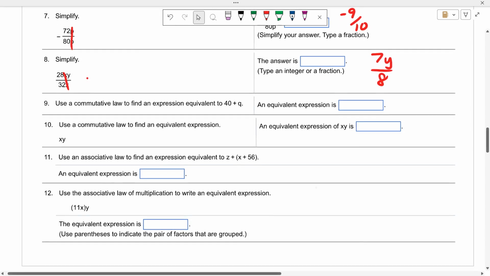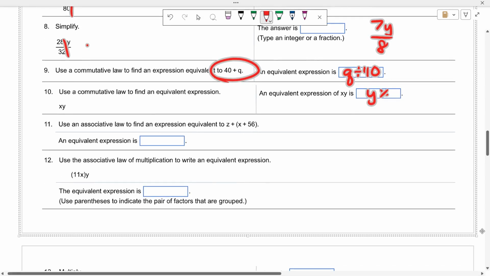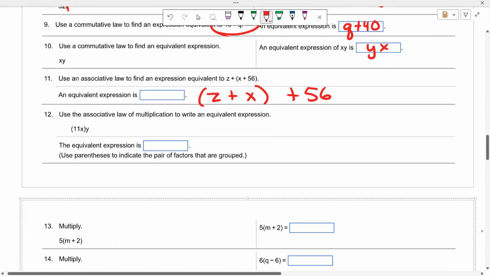Okay. The commutative law. How does the commutative law change that around? It becomes q plus 40. Use the commutative law on xy. It becomes yx. Associative law on z plus x plus 56. Parentheses around z plus x, and then plus 56. Associative law for this one would be 11 parentheses xy.